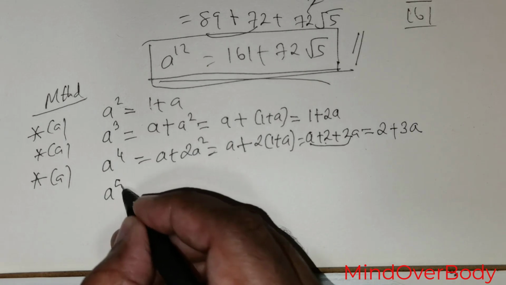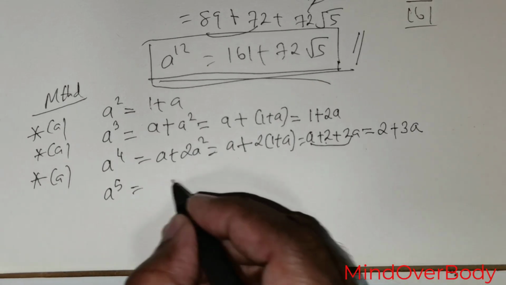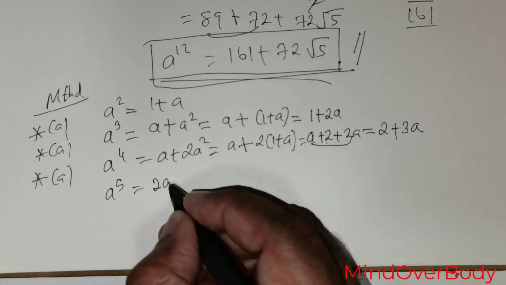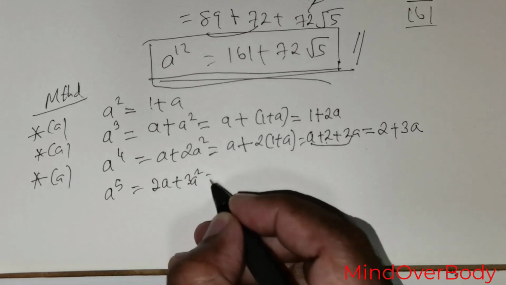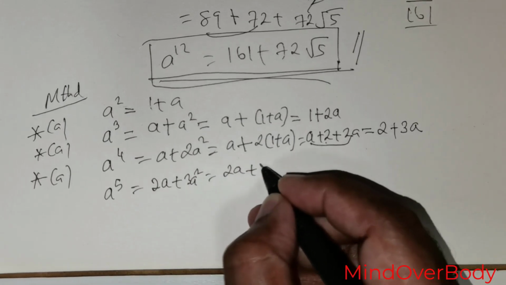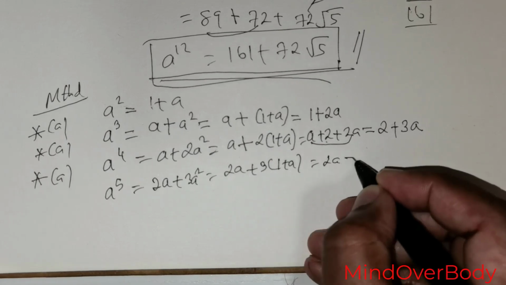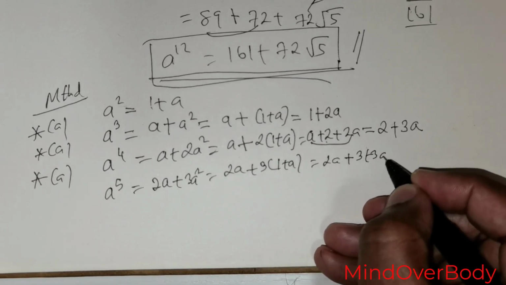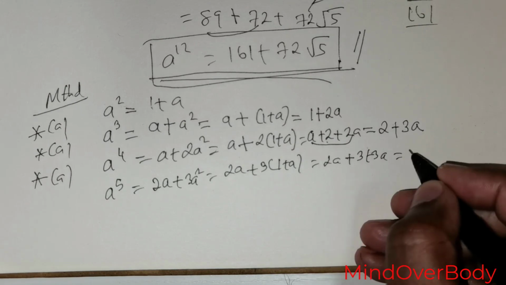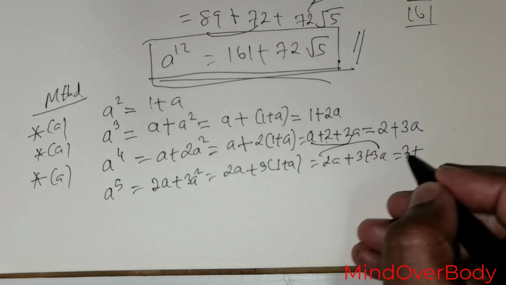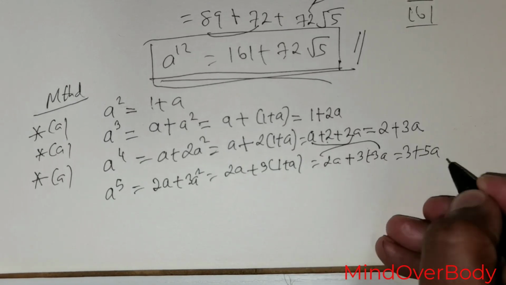This is going to be a to the power 5, which is equal to 2 times a plus 3 times a squared. Now my a squared is 1 plus a. This is going to be 2 times a plus 3 times (1 plus a). I can rewrite this as 3 plus 2a plus 3a. You add up these two things, you get 5a.